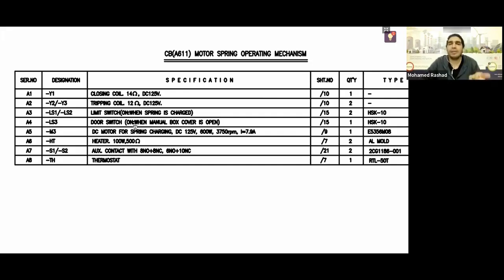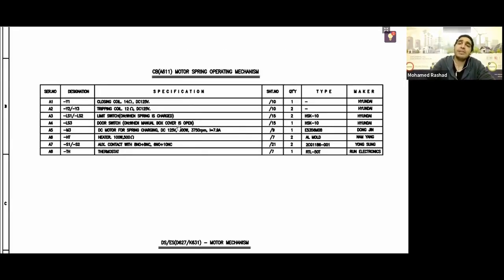It will change its position regardless of whether this switch is normally open or normally closed. So as soon as you open the door, this limit switch will change its position. This cover box is for manual operation so that you can manually charge your spring. LS1 or LS2 is the same thing, meaning it's also a limit switch, but it turns on when the spring is charged. It changes its position when the spring is charged.